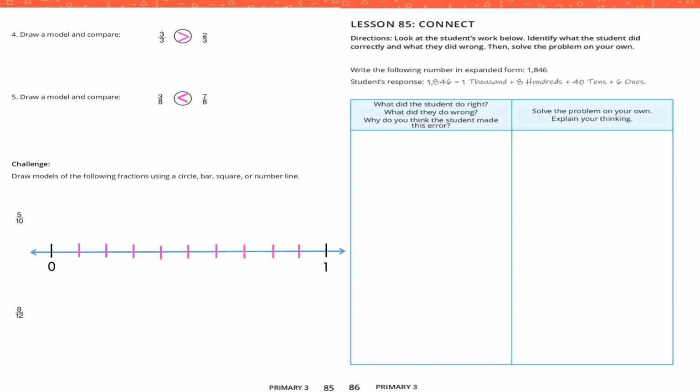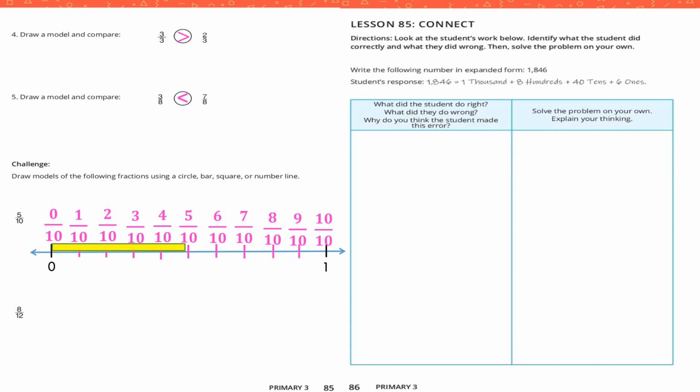Let's label each dash by its fraction. Finally, let's represent 5 over 10. Remember, you should start from the starting point 0 till our fraction 5 over 10.